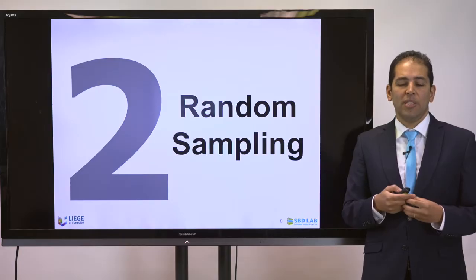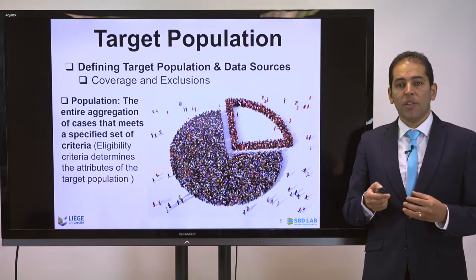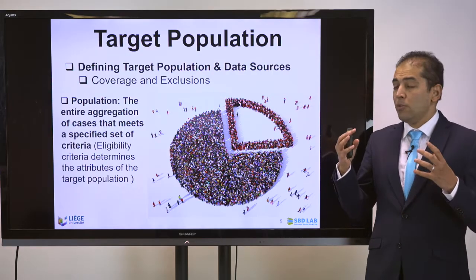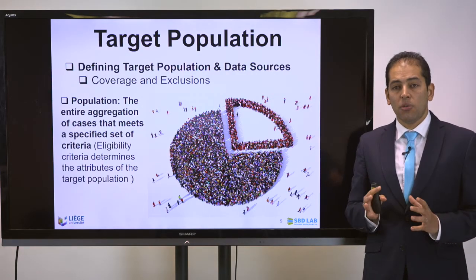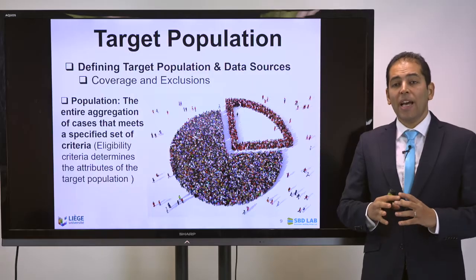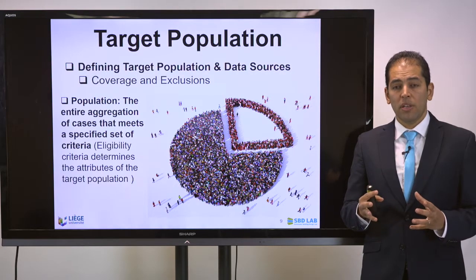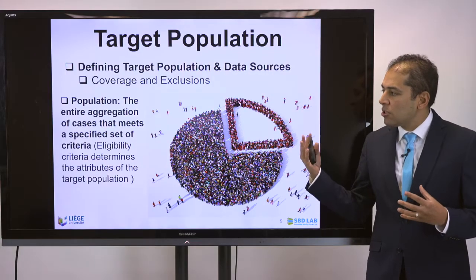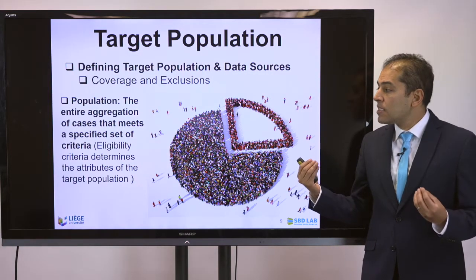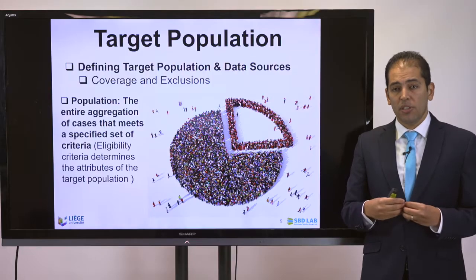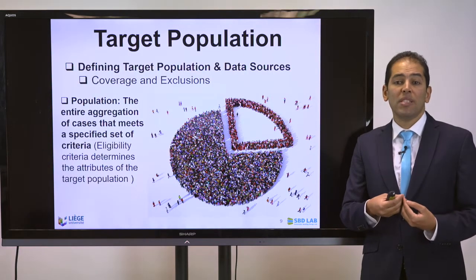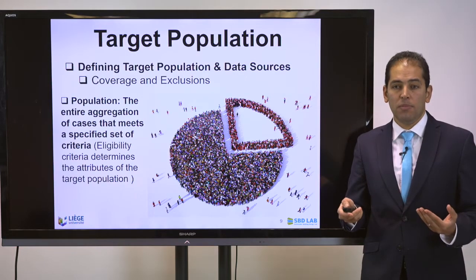Now, what is random sampling? Random sampling is very important because first we need to define our target population and we need to define our data sources for our study and for our research and to have a coverage and exclusion, and by that we can define our population. So the population is the aggregation of cases that meets a specified set of criteria. Therefore, we will need always to have eligibility criteria that determines the attributes of our population.